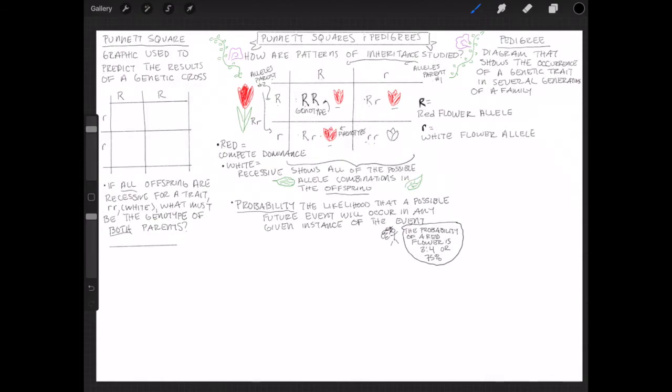So look over here, we've got this person who says, yes, and the probability of a white flower is what? If we look at our diagram again, how many of these are white? Just one, right? So 1 to 4 or 25%.